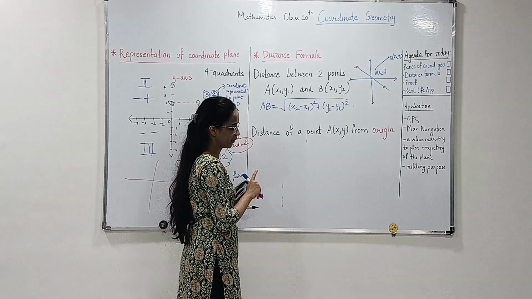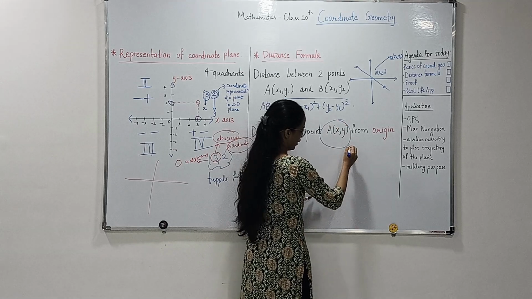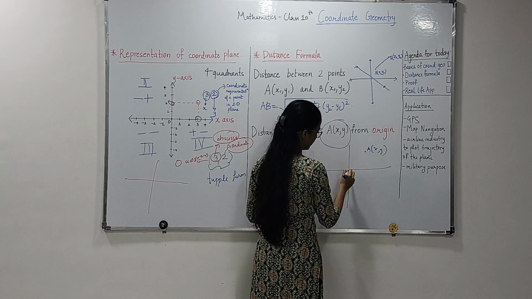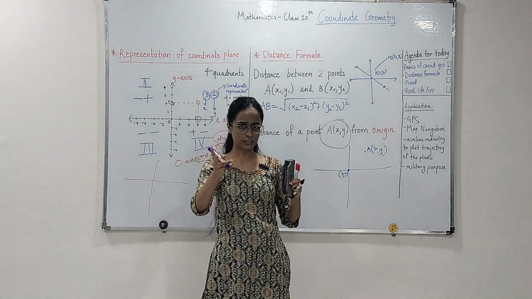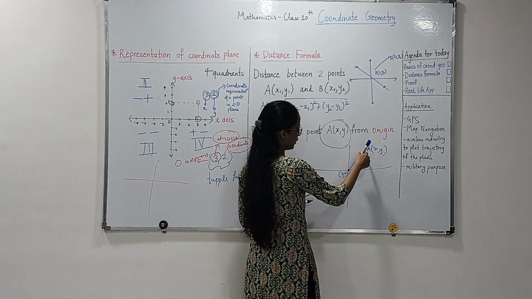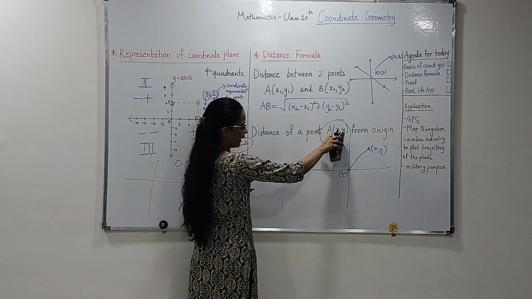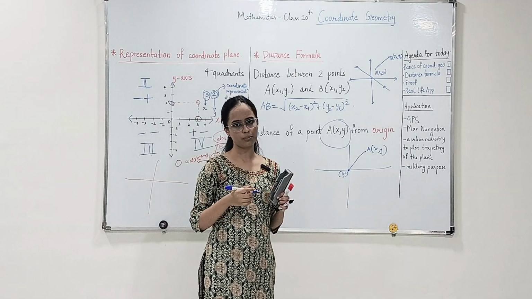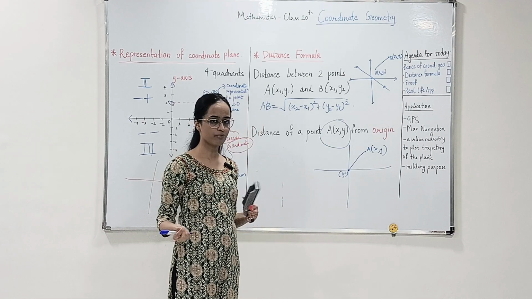Now, there is one more interesting fact over here. Let's say this is a coordinate plane and you have a point A (x, y). This is our origin, and the coordinates of the origin are 0 comma 0 in tuple form. Now, if you are supposed to find the distance between the origin and A, the statement would be: distance of a point A (x, y) from the origin. Then how are you going to use the distance formula and find the answer?